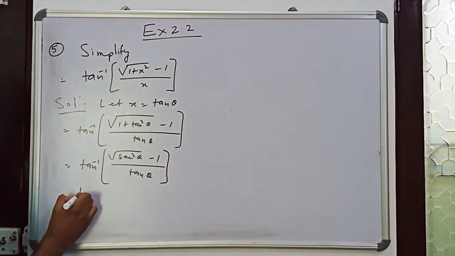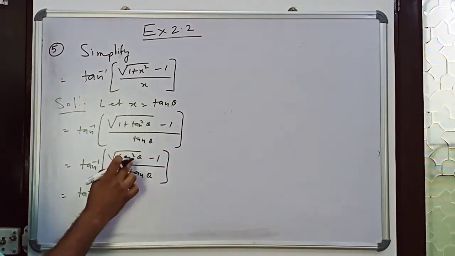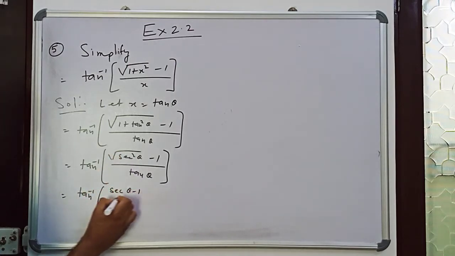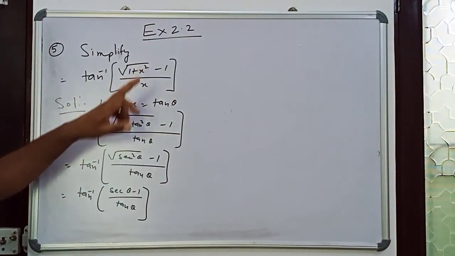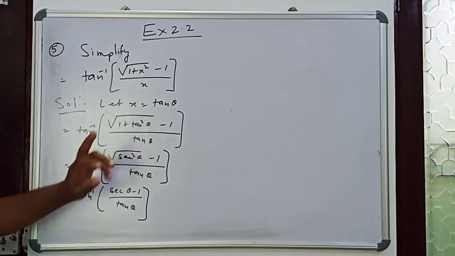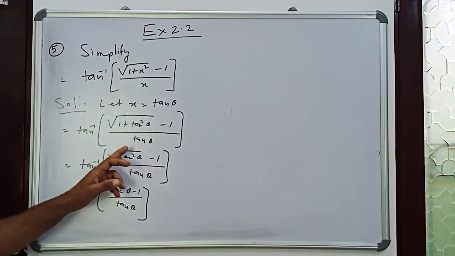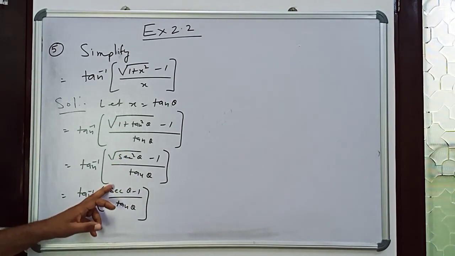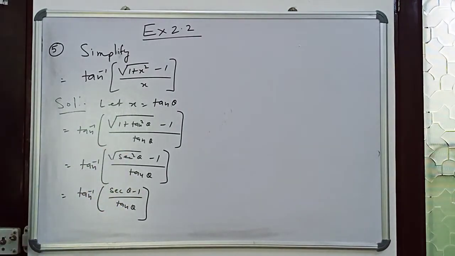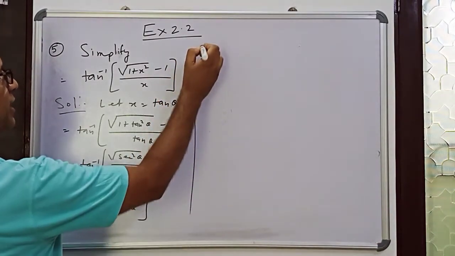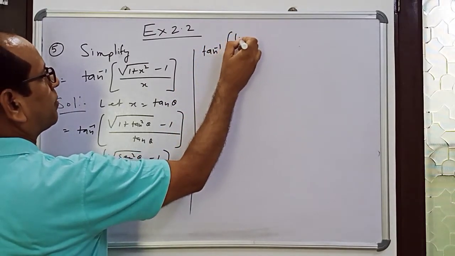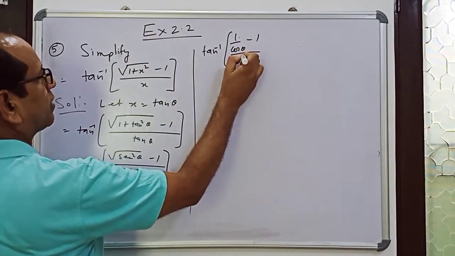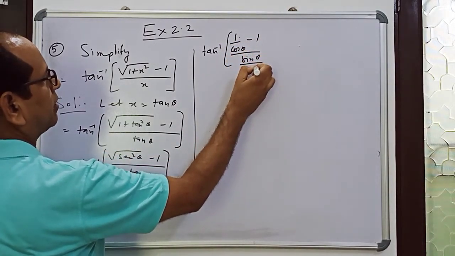So in the next part, it is tan inverse of sec square theta under root, which becomes sec theta minus 1 upon tan theta. See this part: instead of x, tan theta, so 1 plus tan square is sec square, identity. So sec square will be sec because root is there. So it is sec theta minus 1 upon tan theta. Now we will convert this into sine and cos. So it is tan inverse of 1 upon cos theta minus 1, upon sine theta and cos theta.